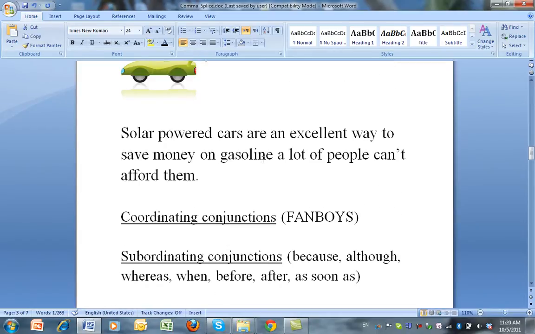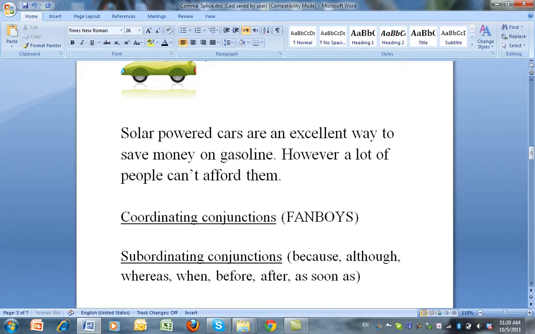So, full stop, transition phrase, comma.